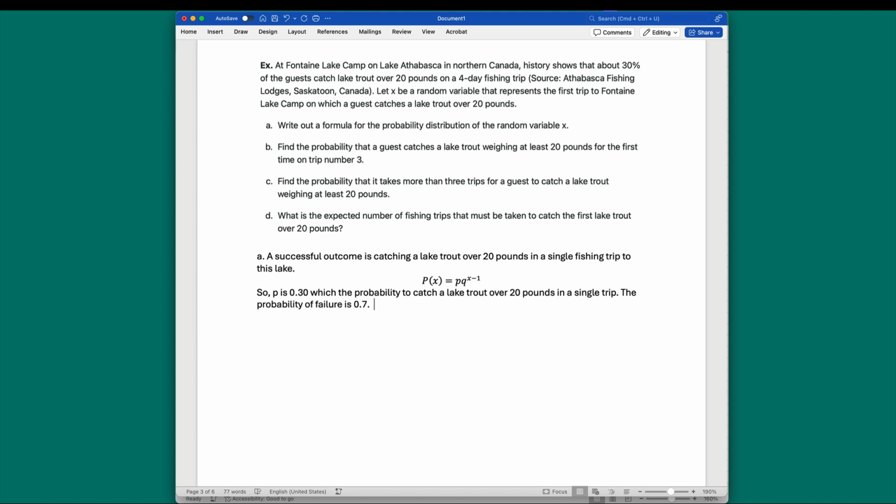And so P is 0.30 or 30%, which is the probability to catch a lake trout over 20 pounds in a single trip. The probability of failure is 0.7. Thus, the geometric distribution that models this situation is equal to 0.30 times 0.70 raised to the x minus 1.